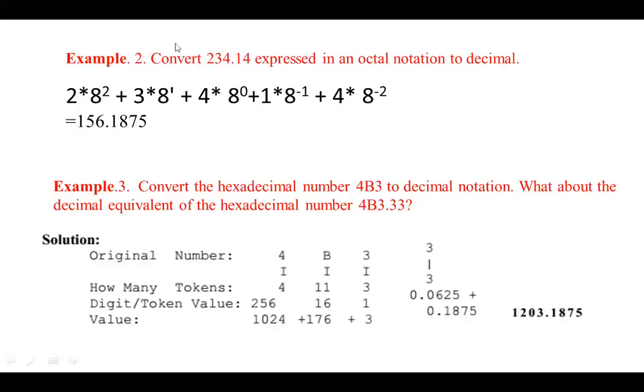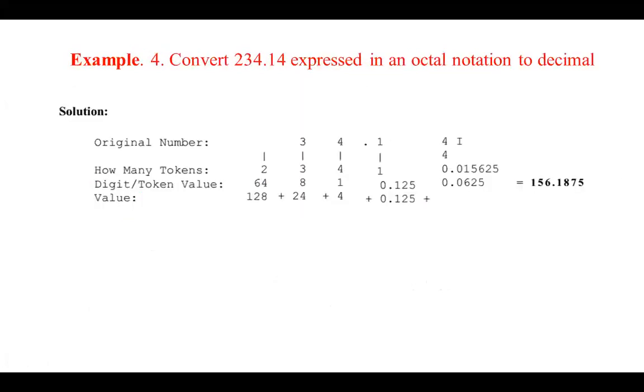So let us see the next problem. Convert 234.14 expressed in octal to decimal. Now how do I convert from octal to decimal? Again it is 4 into 8 to the power of 0, plus 3 into 8 to the power of 1, plus 2 into 8 to the power of 2. So it is 4, plus 8 3s are 24, plus 64 into 2 is 128.